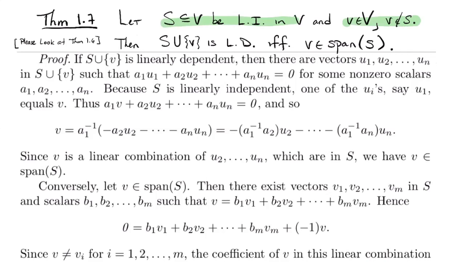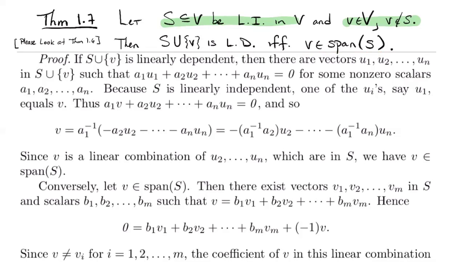And then I look at the set. I, quote unquote, expand the set S by unioning it with v. And if that creates a dependence, then v had to have been in the span of S, and vice versa. That's what the theorem says, right? So if you expand S by something not in it and create a dependence, what you're expanding by must have been in the span of S, right?